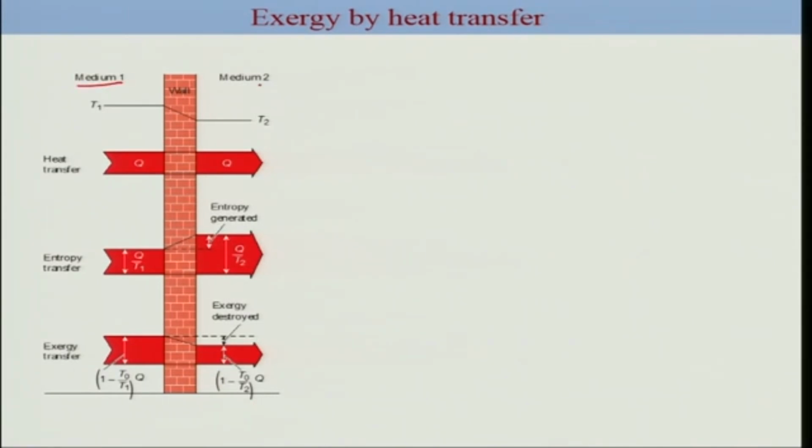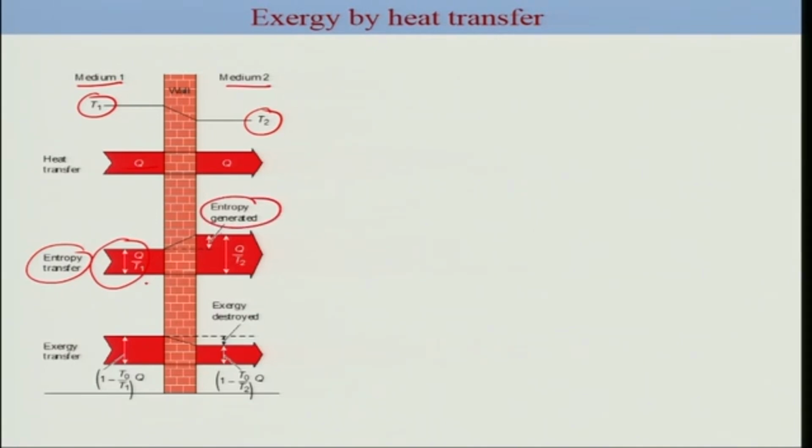Let's look at Exergy by heat transfer across this rigid wall. You have medium 1 and medium 2, where temperature T1 is higher than T2 of medium 2. Heat transfer is given by Q, which is of course constant across this wall. The corresponding entropy transfer is simply Q by T1 for medium 1, and for medium 2 this is going to increase because T2 is less. The difference between medium 1 and medium 2 would be your entropy generated.